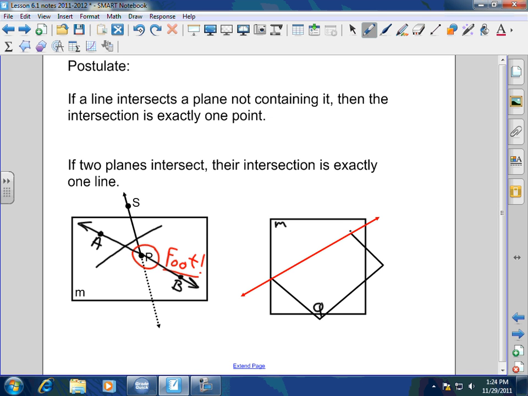Any point that is on plane Q is not on M, except for where they are intersecting.